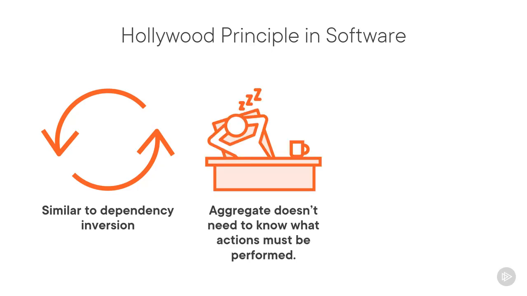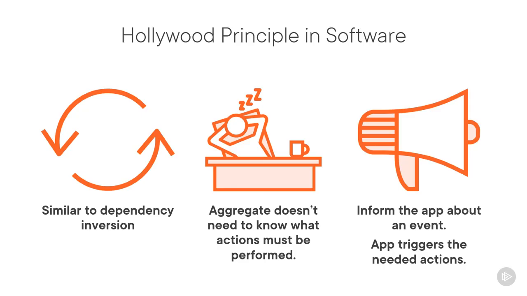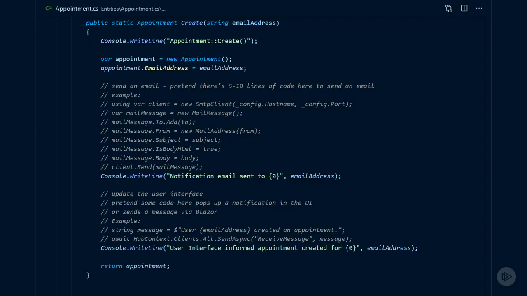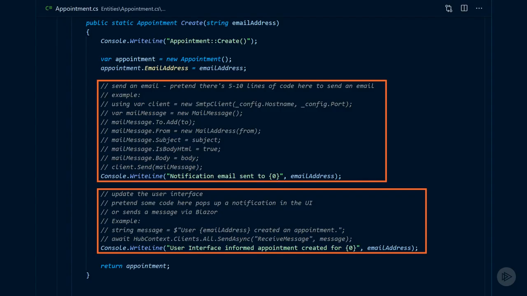Instead of forcing appointment.create to have to know about and call every possible thing that might be involved in the appointment creation workflow, it can just let the app know something happened and let the app respond by calling handlers. Instead of putting all the logic into this method, potentially making it huge and complicated and really hard to read, we move that logic into handlers, and the app calls the handlers. We don't call the handlers, the app calls us.